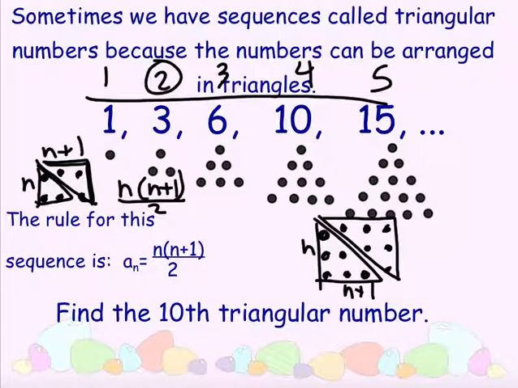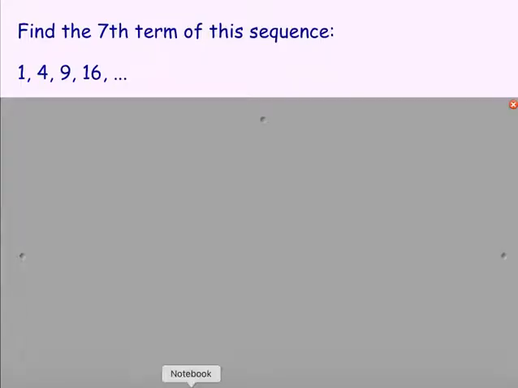So when we find the 10th triangular number, all I'm going to want to do is do a sub 10 is equal to 10 times 10 plus 1 divided by 2. So we get 10 times 11 divided by 2, which means we have 55. Okay? All right. Just a couple more examples here.